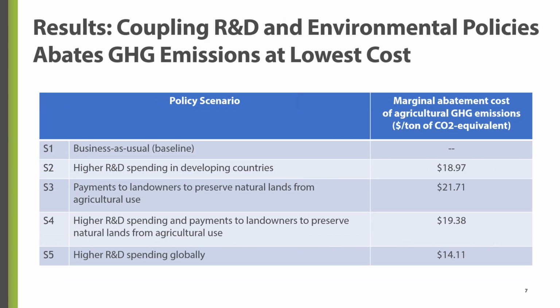Climate abatement strategies that cost less than $100 per ton of CO2 equivalent are generally considered to be cost-effective. According to the results of this application, agricultural R&D appears to be a low-cost strategy for climate mitigation. The marginal abatement cost of agricultural GHG emissions from more agricultural R&D spending in developing countries was estimated to be about $20 per ton, and only about $14 per ton if R&D spending also increased in developed countries.